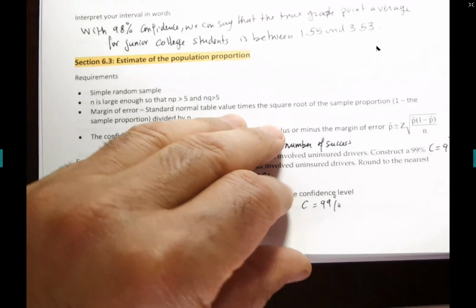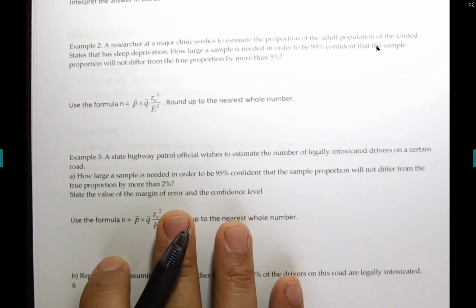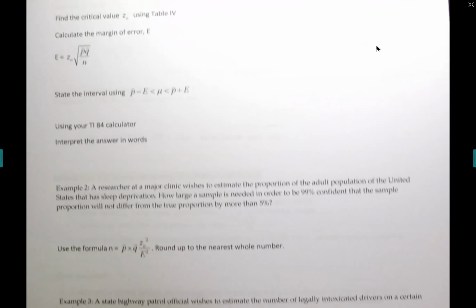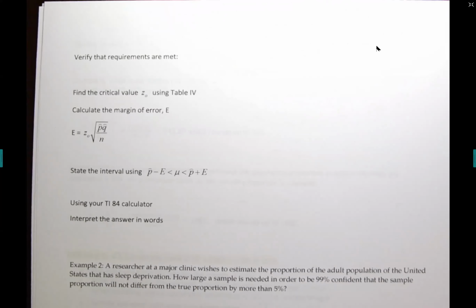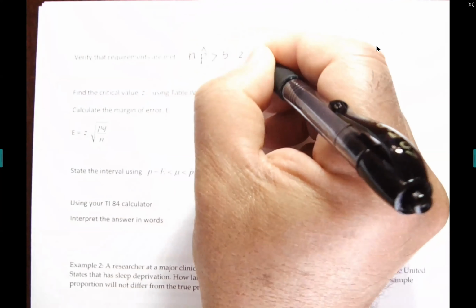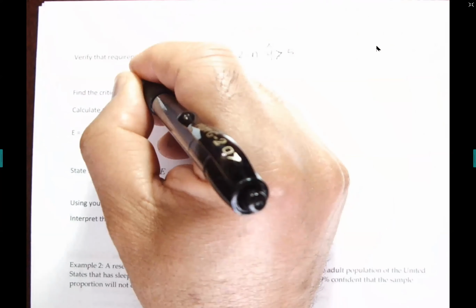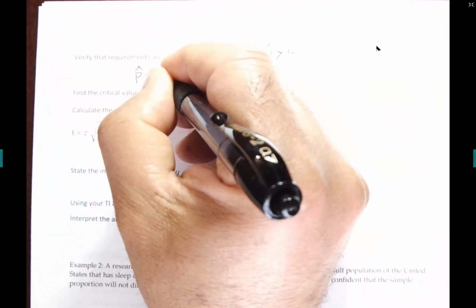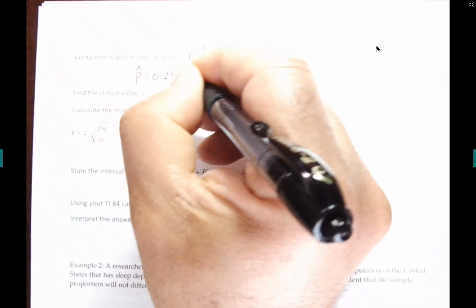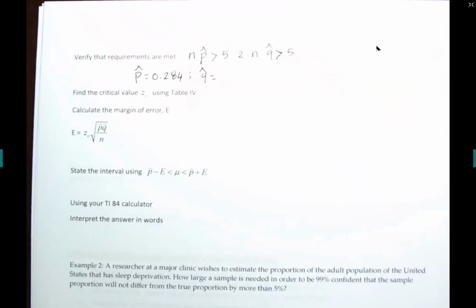Okay. Verify that the requirements are met. If he asks you to verify that the requirements are met, you do that. If not, you can just proceed. And here are the requirements. We need to verify that N times P hat is greater than 5 and N times Q hat is greater than 5. Now P hat, guys, you did it, which is 0.284. Does anyone know what Q hat is? Q hat is the probability of failure. How do I find the Q hat?